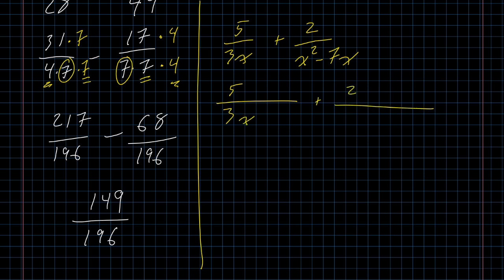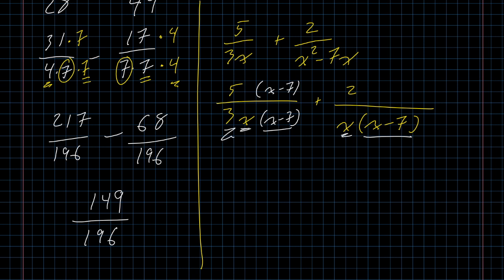I might notice, well, 3x is 3 times x. There's not much else I can do with that. X squared minus 7x is x times x minus 7. I've got a common factor of x. I don't need to do anything with that. I've got a factor of x minus 7 over here, which is not in the first fraction. So I'll multiply top and bottom by x minus 7. And now those match up.